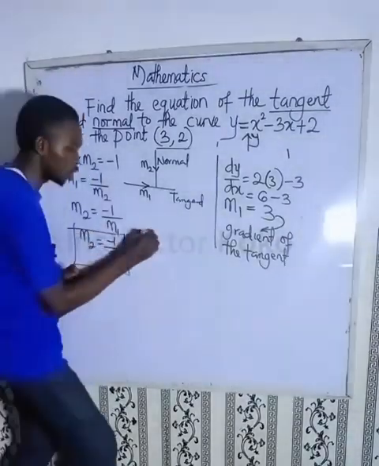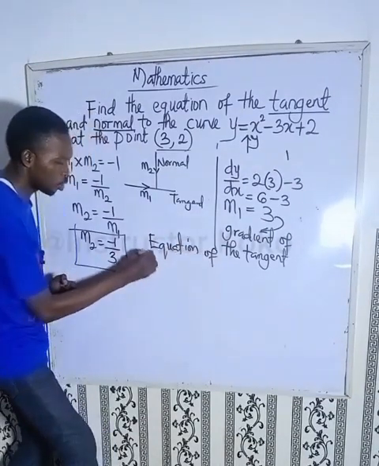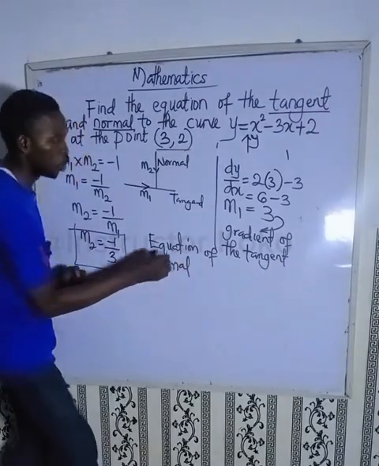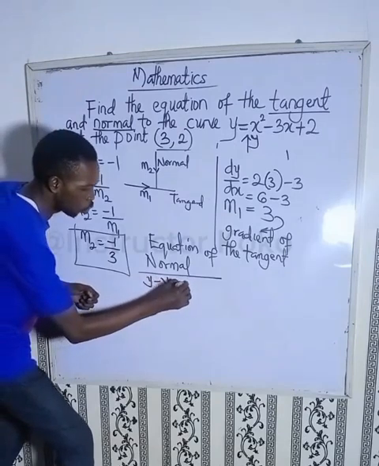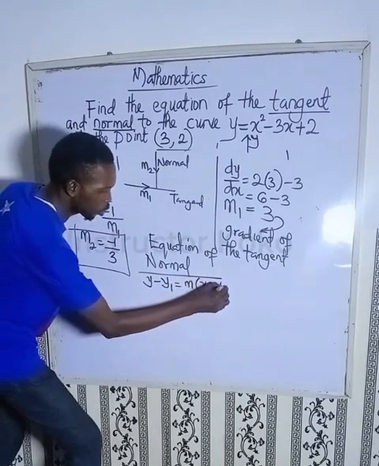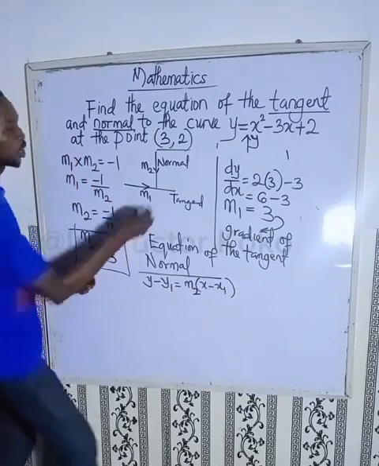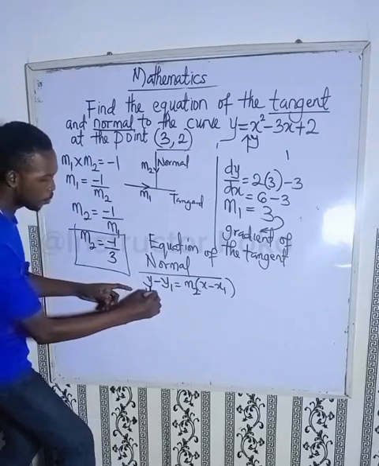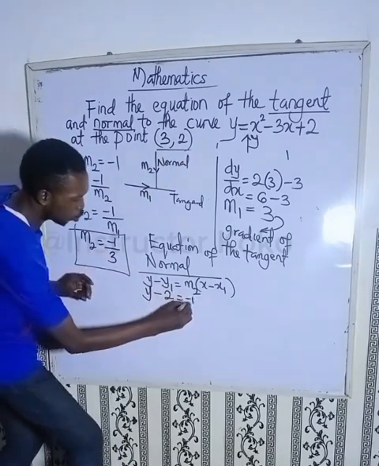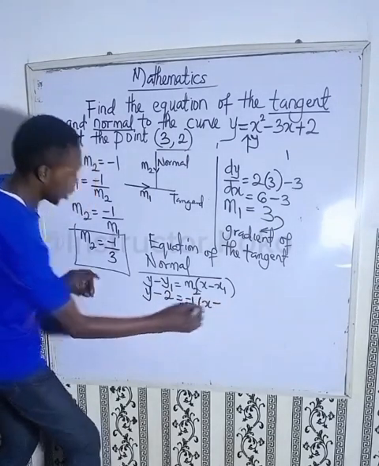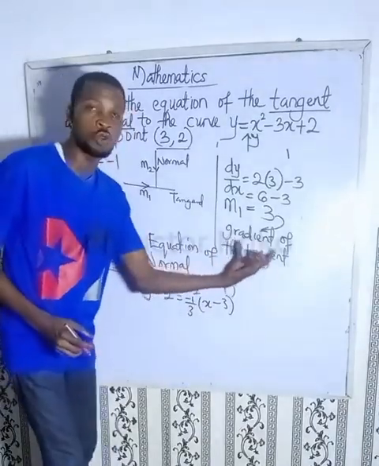Of course, how do I find the equation of the normal? Very simple. I'm still going to apply our normal method when you are given one point and gradient, and that is y minus y1 equals m into x minus x1. Since I'm looking for the equation of the normal, it's m2. And the point has been given already. So I have y minus y1, which is 2, equals the gradient of the normal, which is -1 divided by 3, into x minus x1, which is 3. Just the same way I worked out the equation of the tangent.